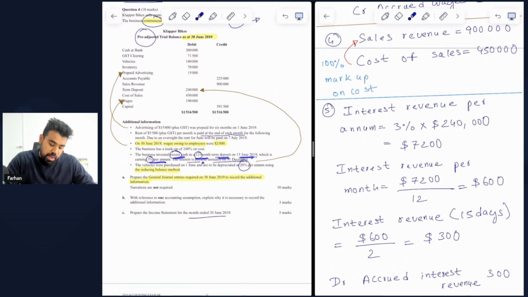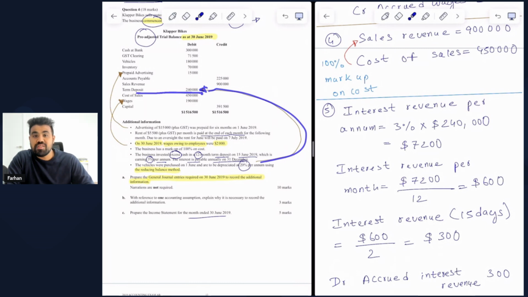The interest is payable annually on 31 December. All right. So first of all, we understand that the business has made some investments, and that investment is a term deposit. If you check the pre-adjusted trial balance, you can see that the term deposit is $240,000, and that is on the debit side. Why is it on the debit side though? Because this is an investment that the business has made. So therefore, this is a non-current asset for the business.